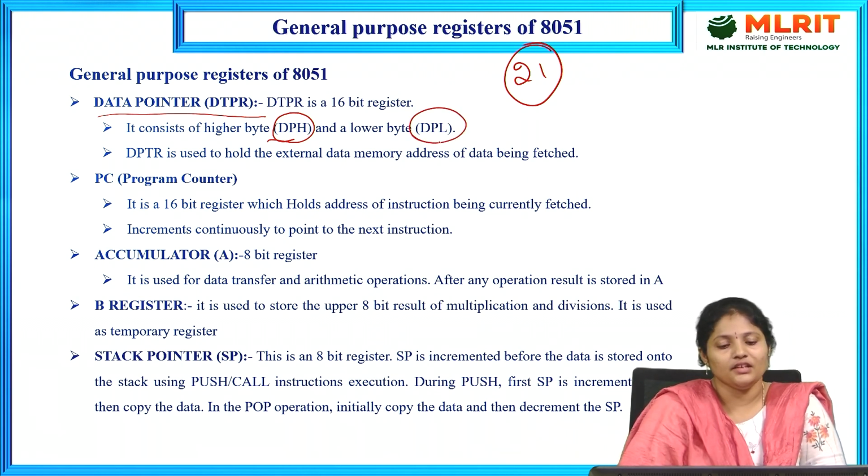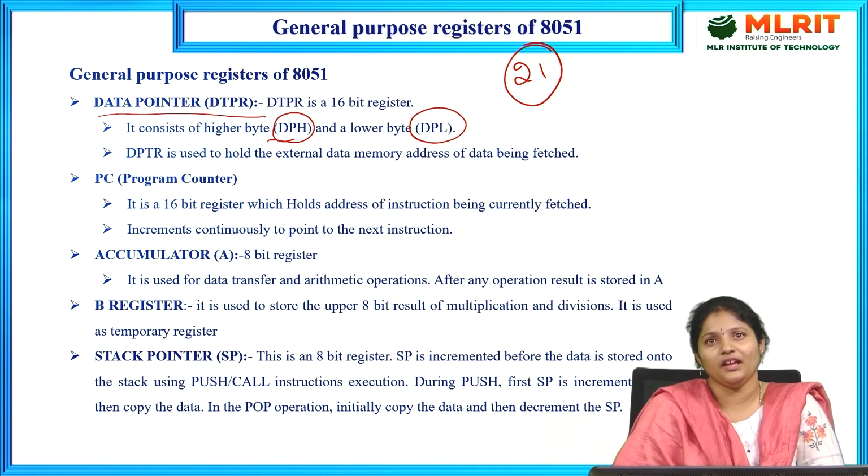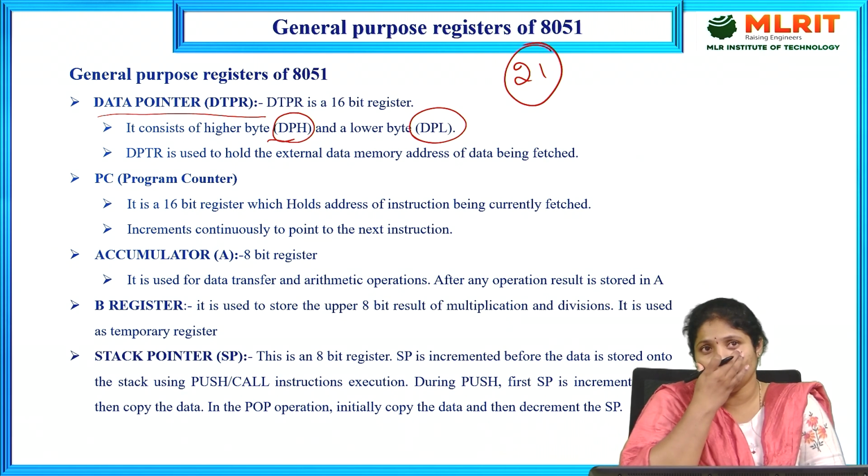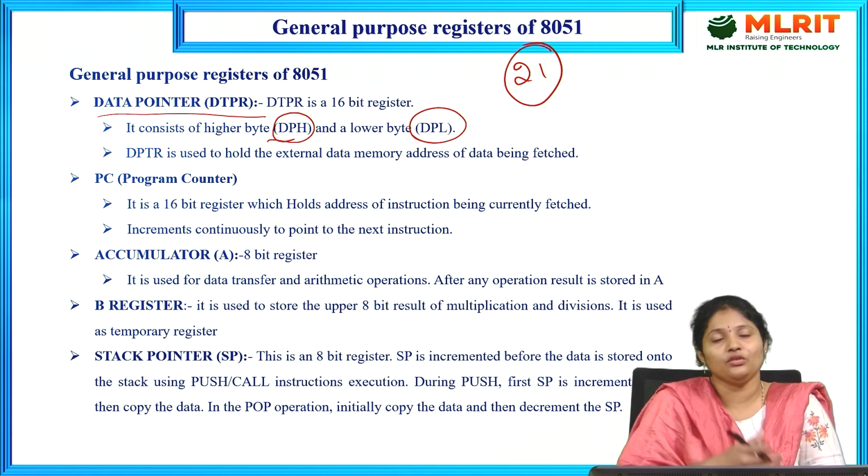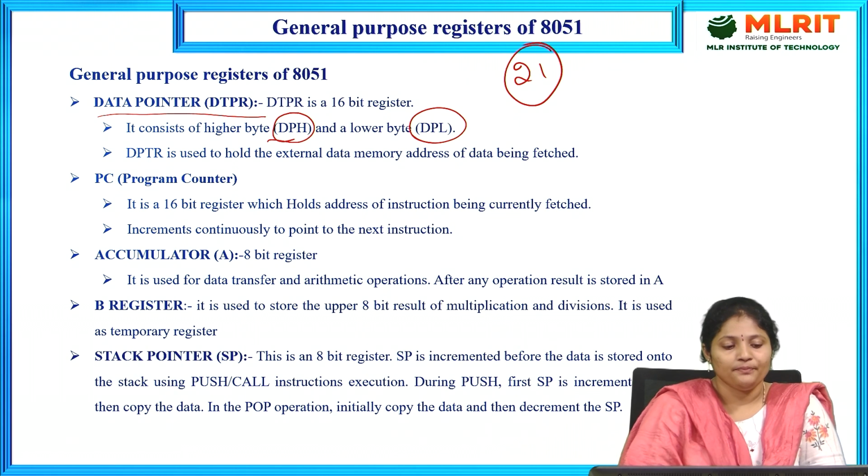This register is used to hold the external memory address of data being fetched if we are using external data, and the data pointer is used to hold the address of the data which will be stored. Coming to the program counter, another 16-bit register. It is a 16-bit register which holds the address of the next instruction to be executed.